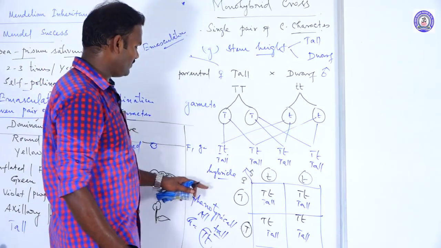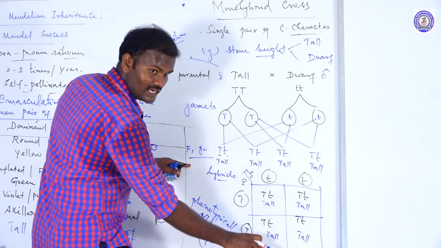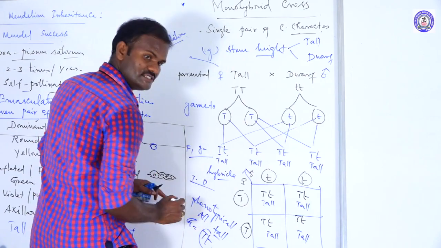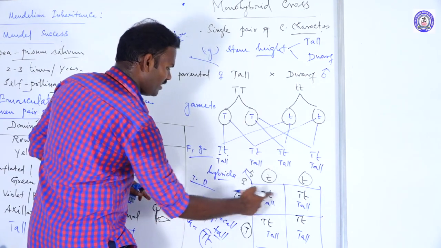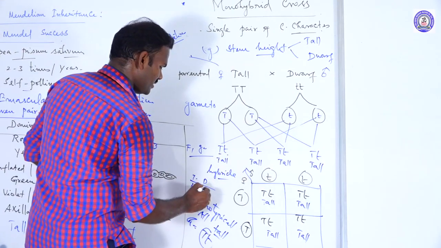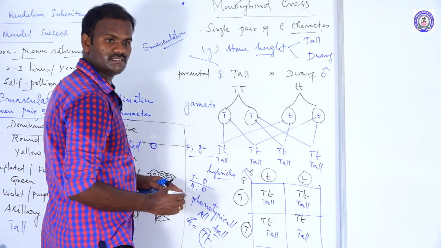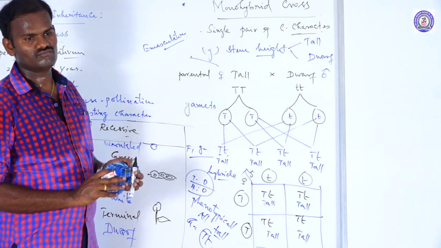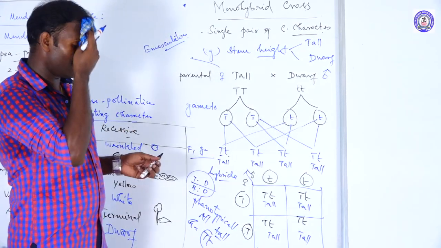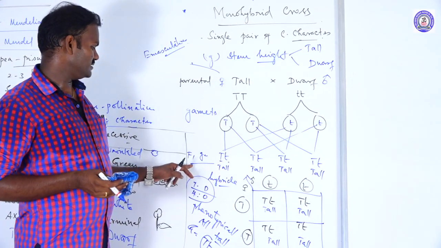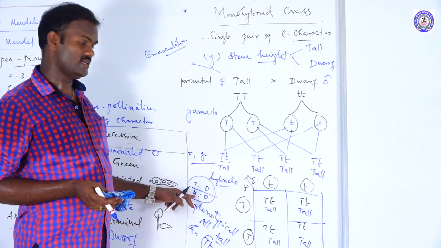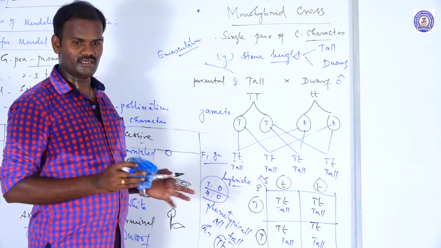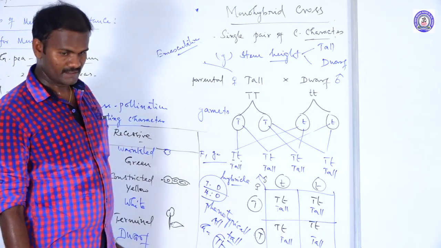Then what is the ratio of the F1 generation? These are called the first filial generation. What is the tall and dwarf ratio? How many tall plants? 4 tall plants, no recessive plants. So the ratio is 4:0. In a monohybrid cross, the F1 generation, the first filial generation, has a phenotypic ratio of 4:0. All plants are tall plants phenotypically.